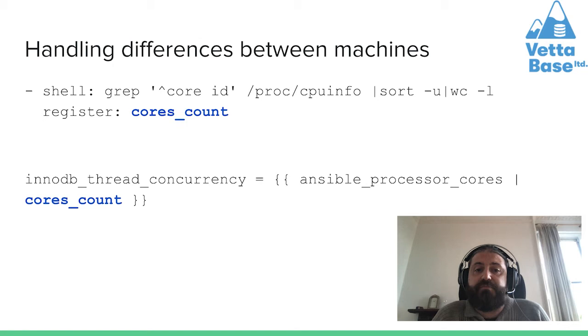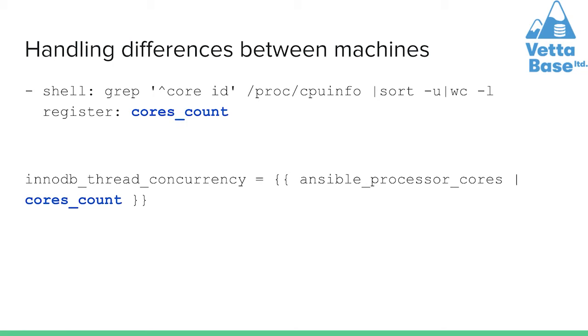But this is not perfect, because there may be cases when Ansible is not able to find out how many CPU cores a machine has. So in this example, we try to find out this number ourselves. Okay, how? You can see that we run a shell command and we register the output into a variable called cores count. And then when we set a value for InnoDB thread concurrency, we try to use Ansible processor cores if it's set. If it's not set, we will use cores count.